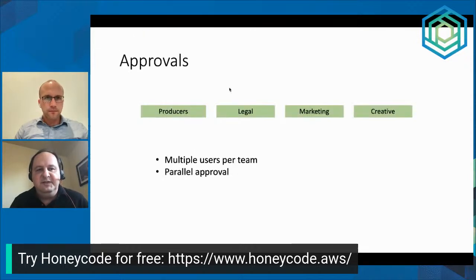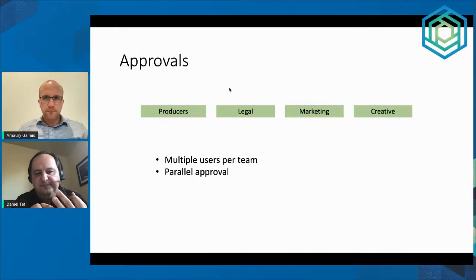Okay, so in this particular scenario, we're going to have 4 different teams. You're the producer, so you're in the producer team because you're responsible for producing the whole thing. But you do need to get approval from legal, marketing, and creative, right? So you work with 3 other teams besides your own.